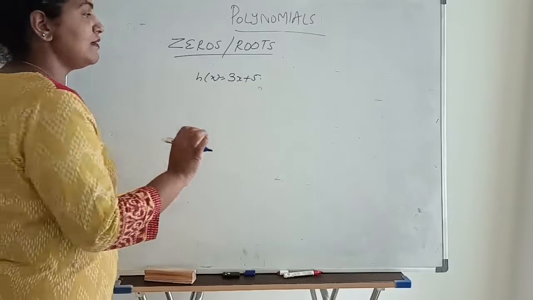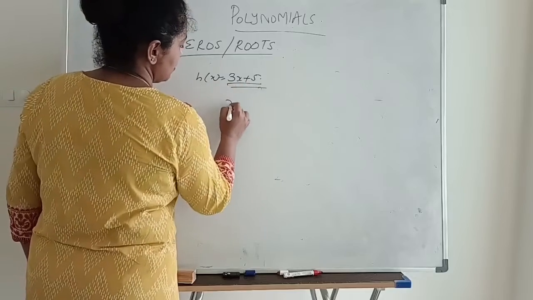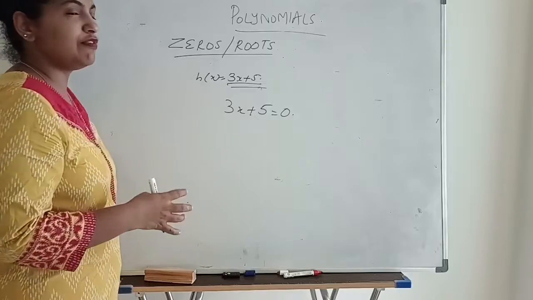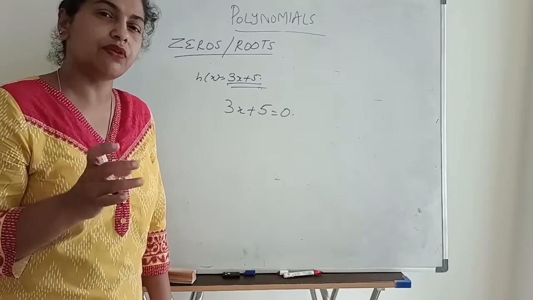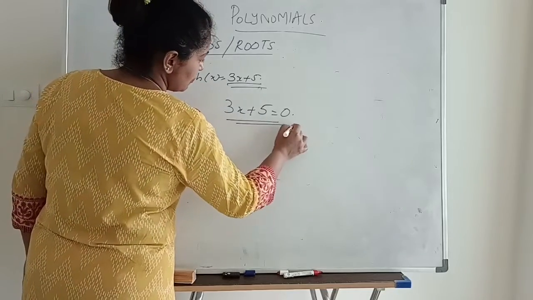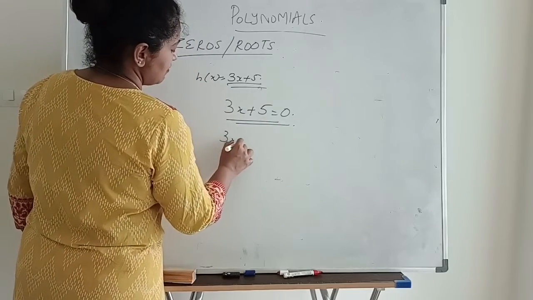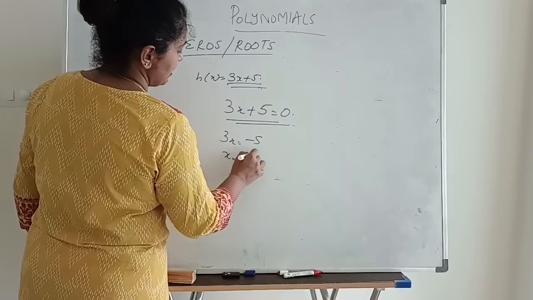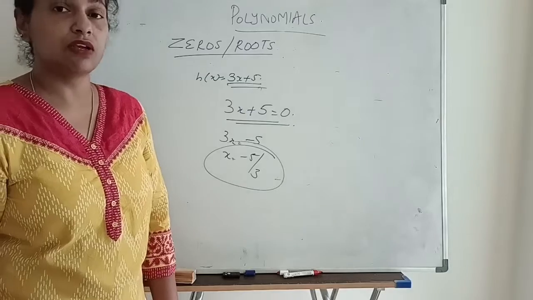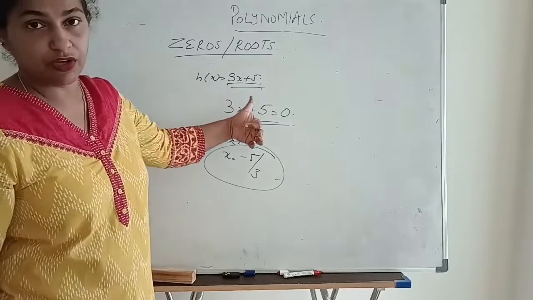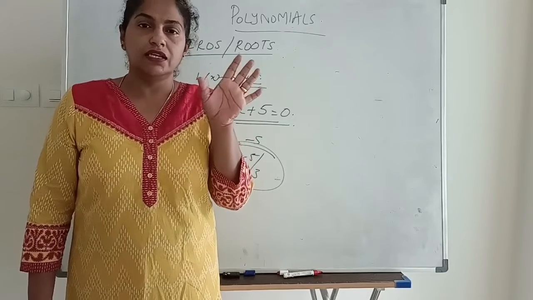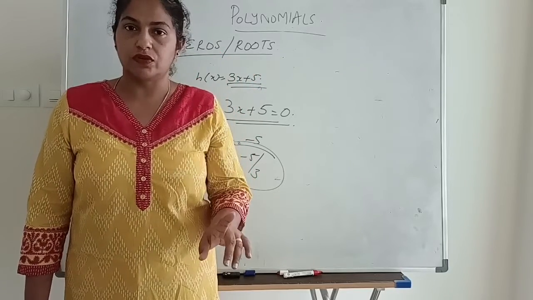How do you find the 0 of this polynomial? We have to equate this particular polynomial to 0, because the value of x at which the polynomial becomes a 0 is our root of the polynomial. So equate this to 0. So I get 3x is equal to minus 5 or x is equal to minus 5 by 3. So I can say that minus 5 by 3 is the 0 of this particular polynomial. This is a linear polynomial. Now how many zeros can a linear polynomial have? A linear polynomial can have only one 0.